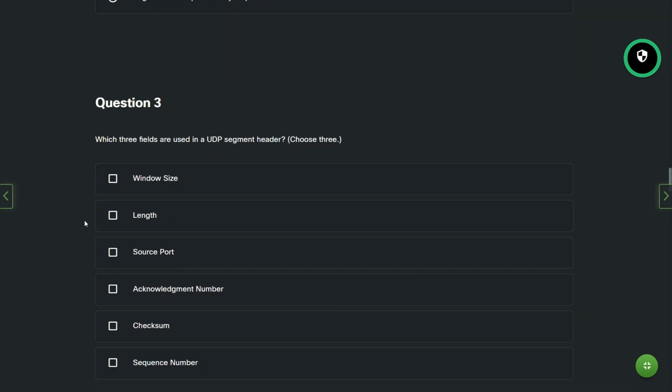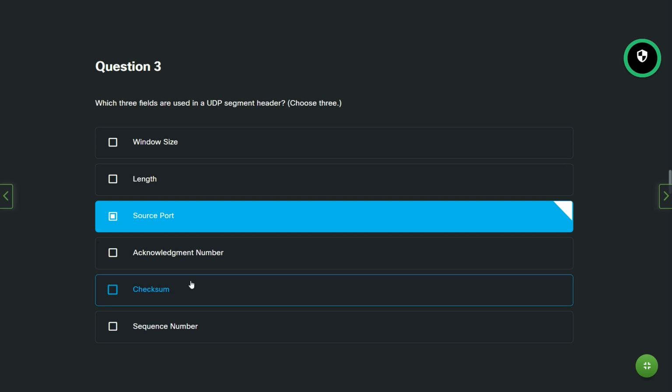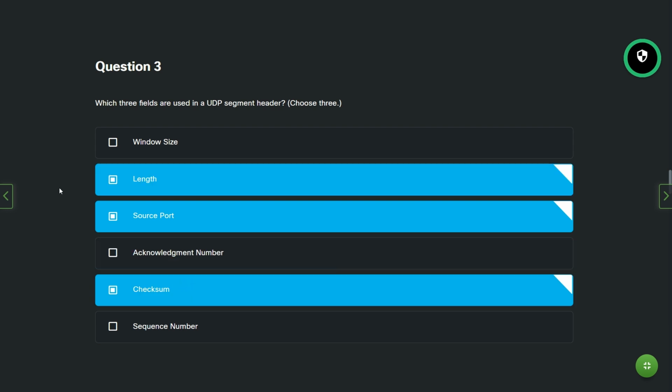Which three fields are used in a UDP segment header? Source port, checksum, and length.